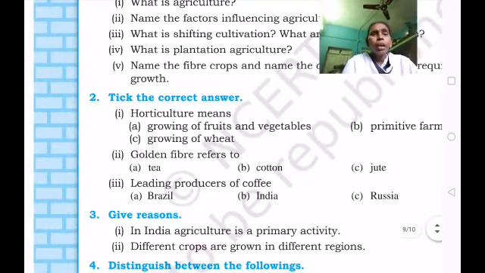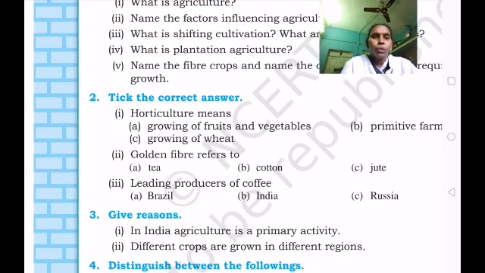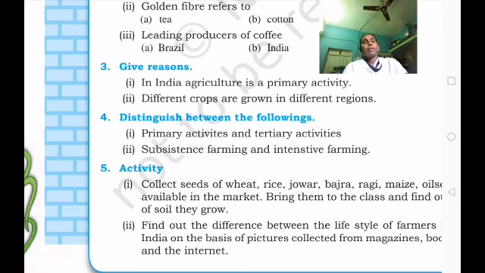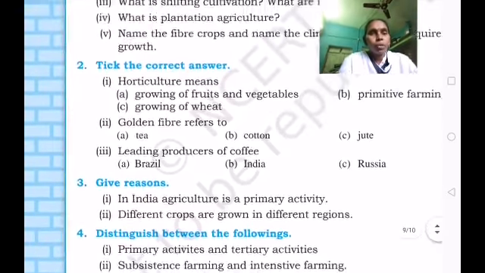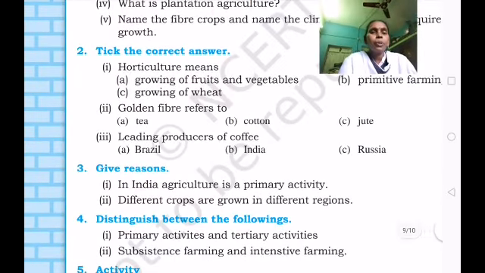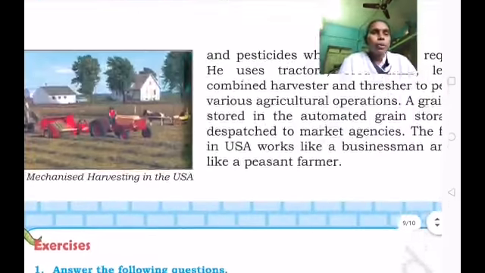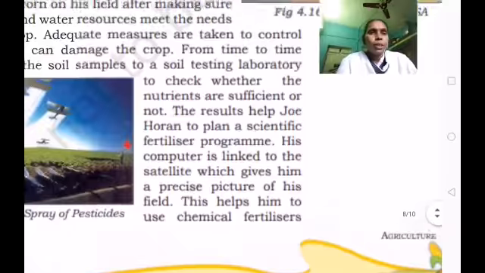Again, horticulture, and golden fiber refers to jute, and Brazil is the leading producer of coffee. That's why. And also here the primary activity and tertiary activity, subsistence farming, intensive farming, everything is there in the textbook. Each and every side heading is also there. So once again read the textbook and understand the information.